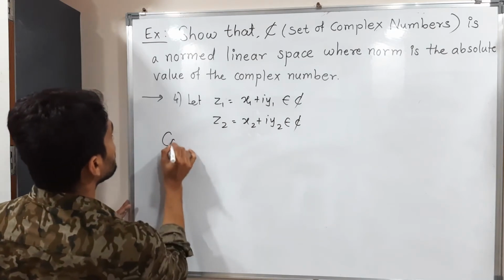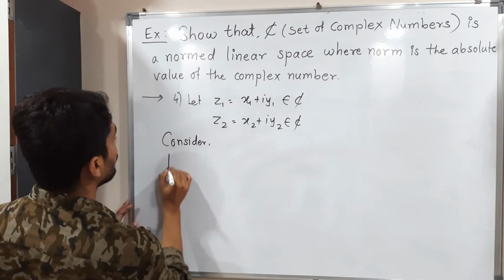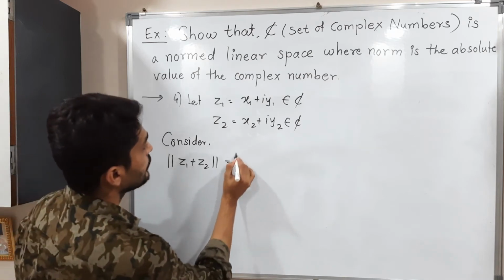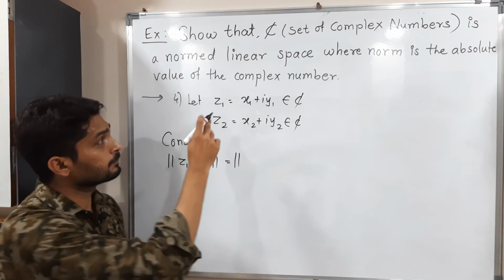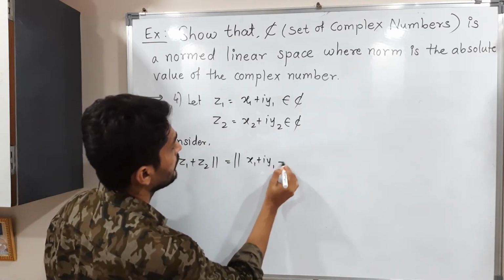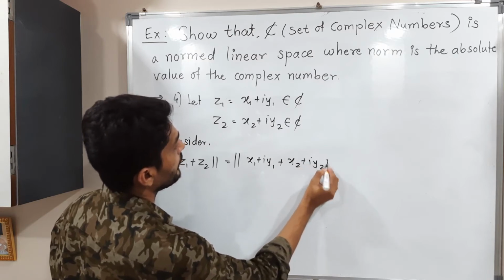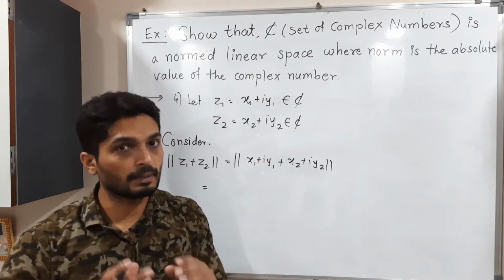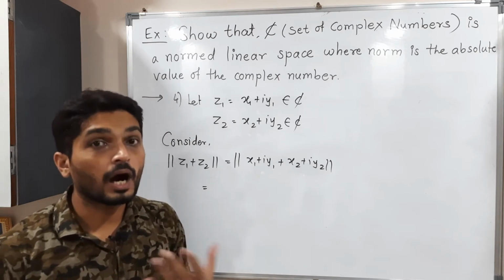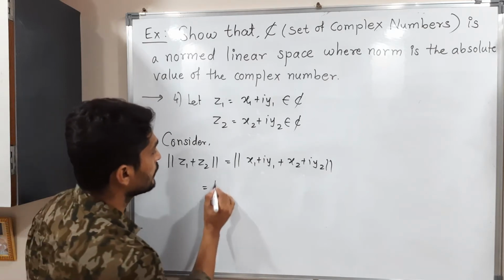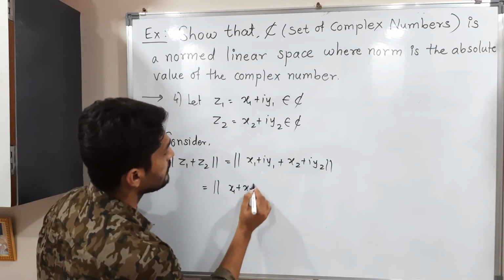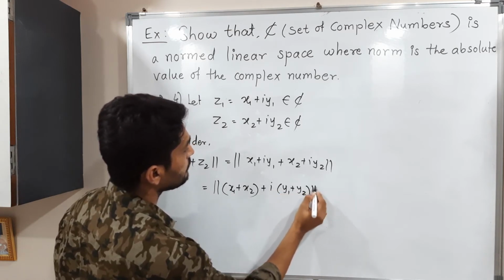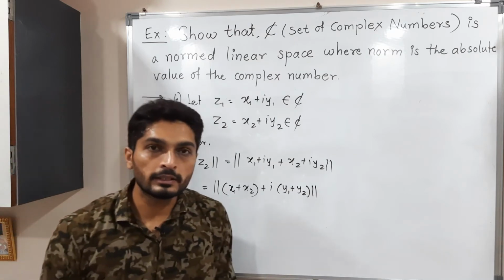So let us start by considering norm z1 plus z2. Okay, so let us start to discuss. First of all, obviously I will put their values. My z1 is x1 plus i y1 and z2 is x2 plus i y2. Do you know how to add two complex numbers? We add real parts and we add imaginary parts. So x1 and x2 don't have i, so that's why we call them the real part. We will add them. So the real part is x1 plus x2, and i we can take common and add y1 plus y2. After that, I will simply apply the definition of norm.